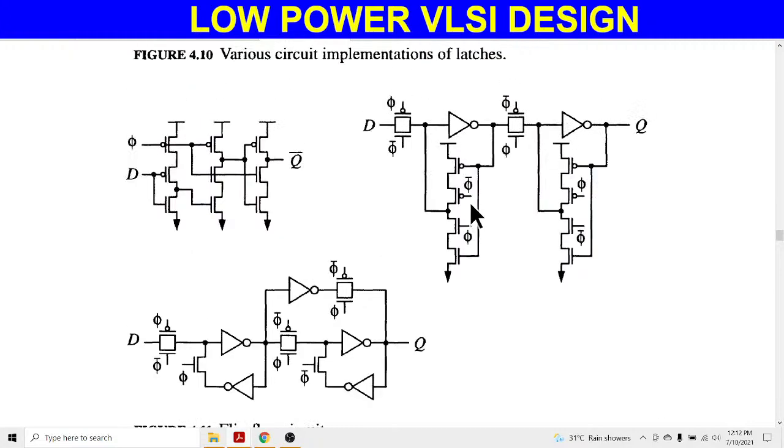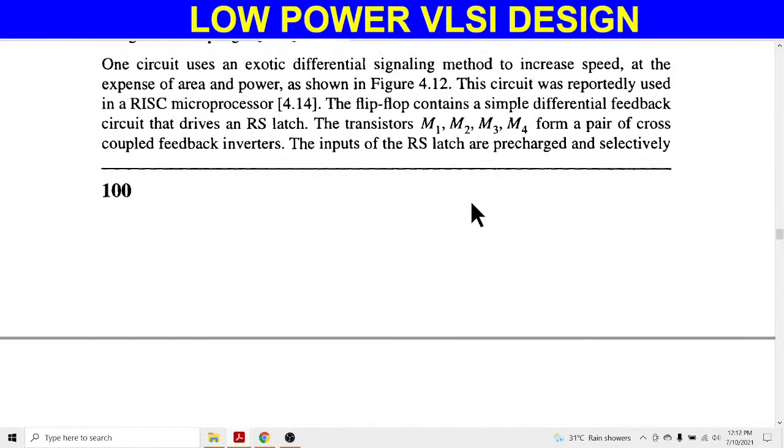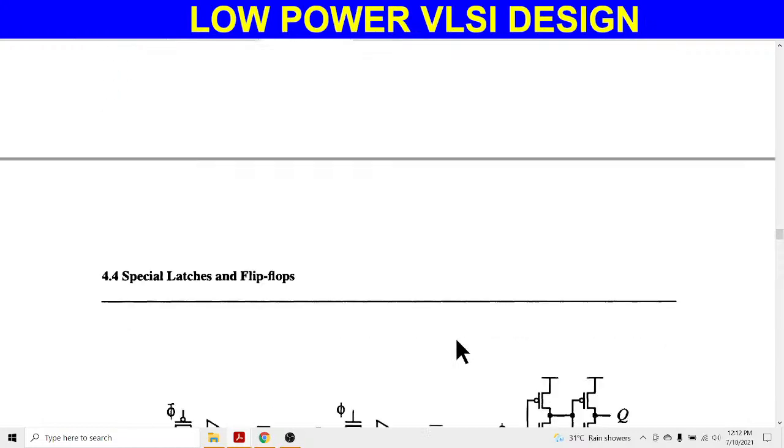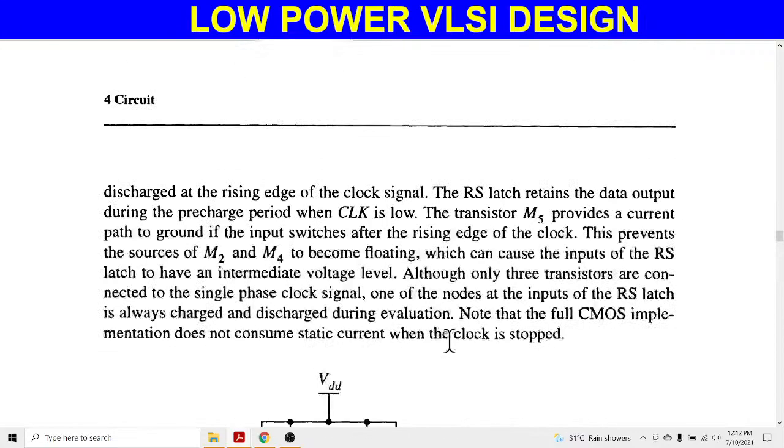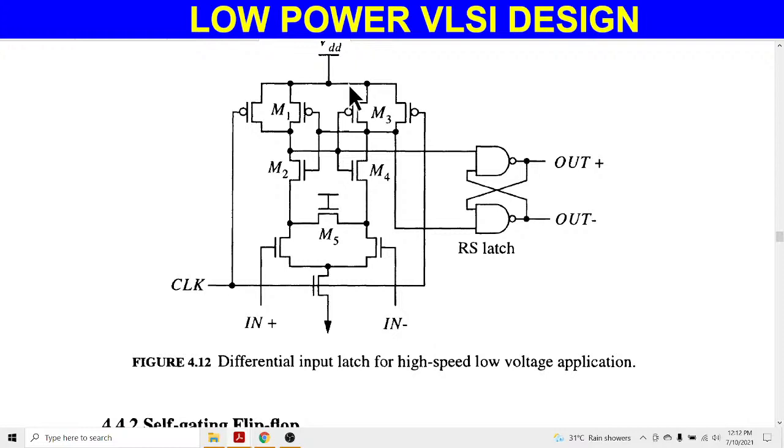One more differential flip-flop circuitry is mentioned there, with the exotic differential signaling method. Here you can see this one is the latch, and this one is the internal circuitry. When we connect latches with some modified circuitry, the speed of this flip-flop becomes high, but because of the number of components, the area and the power dissipation will be high. So it works when we need to increase the speed of any operation.